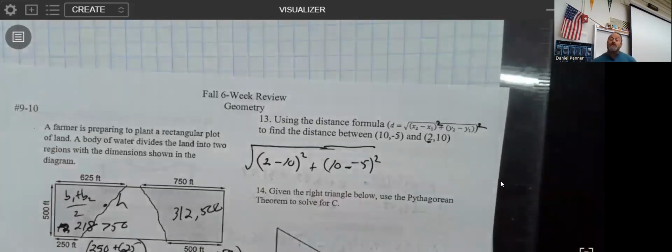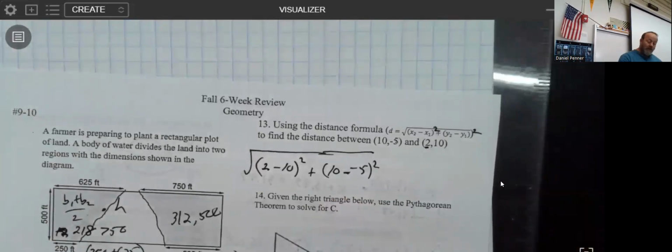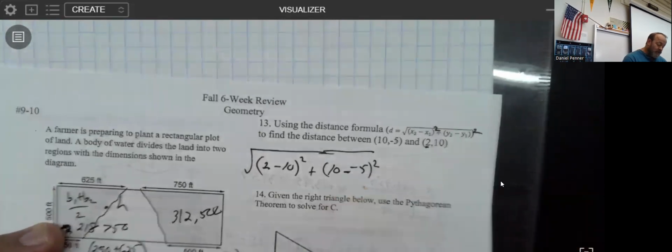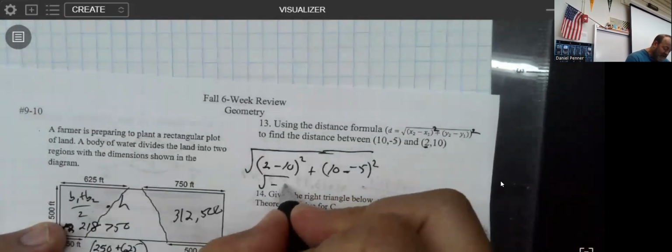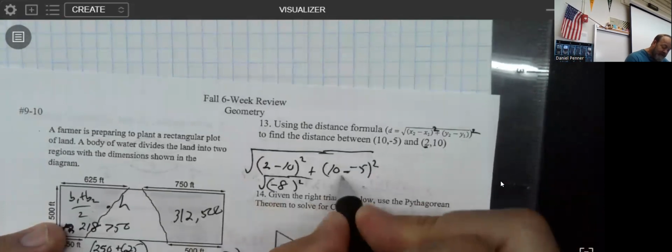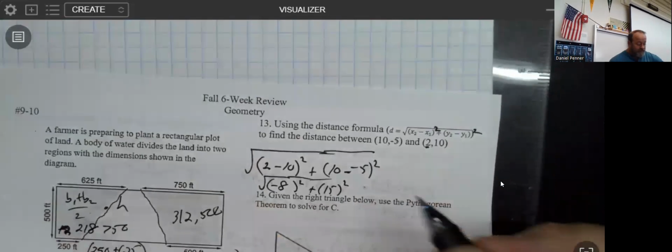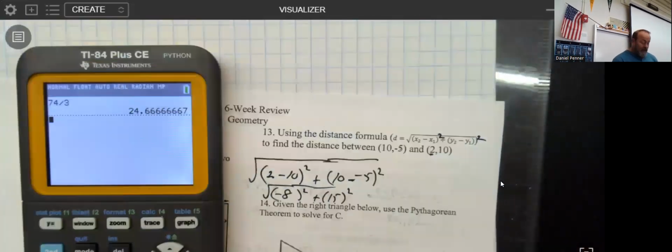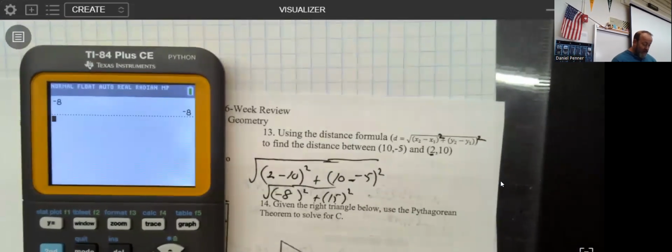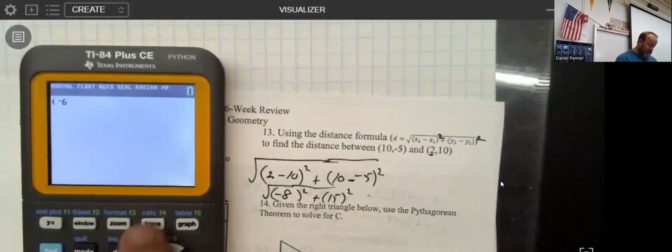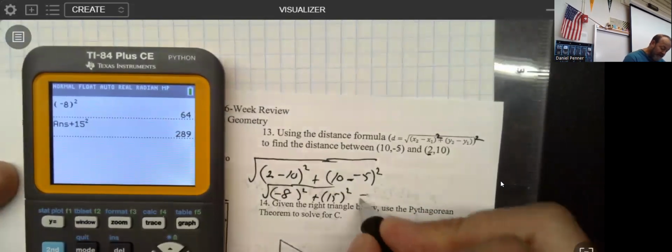Now, I did that very much on purpose as I designed that, because you're going to notice that we have a double negative. So 2 minus 10, in fact, is -8. But 10 minus -5 is actually 10 plus 5, which is 15. Now, I'm going to go ahead and do this on my calculator, because -8, if I square that, gives me 64. And be careful, because remember, you're really taking all of -8. I'm just going to take all of -8 and square it. And then I'm going to take all of 15 and square that, and I got 289.